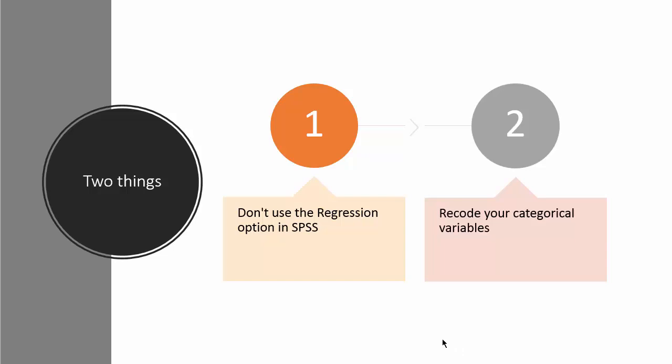The two things are, do not use the regression option in SPSS. Well, how would you run regression models if you're not required to use the regression option? I will tell you the details later. And secondly, if you are using categorical variables, you must recode them before you enter them in SPSS. So let me explain what I mean by this.